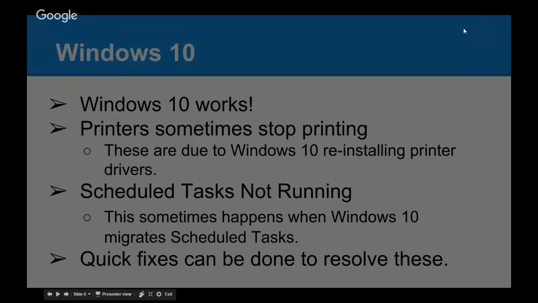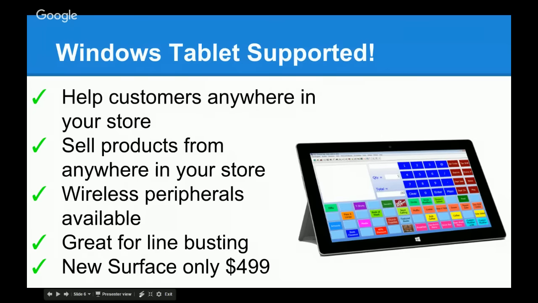All right. Talk a little bit about Windows tablets. With the Windows tablets, you can basically help your customers anywhere in the store. You can sell products from anywhere. It is fully mobile. It's wireless. We are using a Surface Pro in this example. You can move around the store. Wireless peripherals are more expensive, but you can get a wireless scan gun, a wireless printer, all the devices wirelessly, even a wireless credit card scanner if you wanted to. It's also really good for line busting. Surface Pro runs about $500, so just keep that in mind.